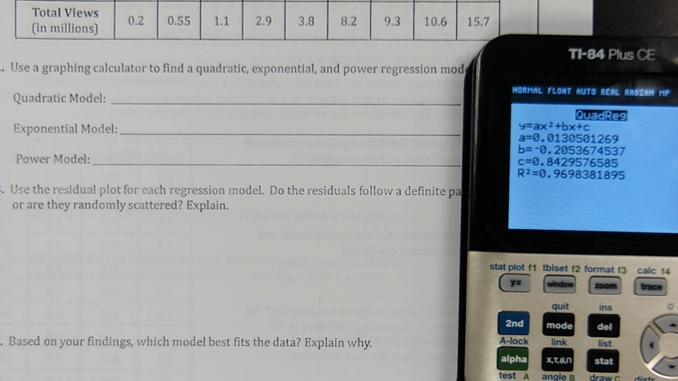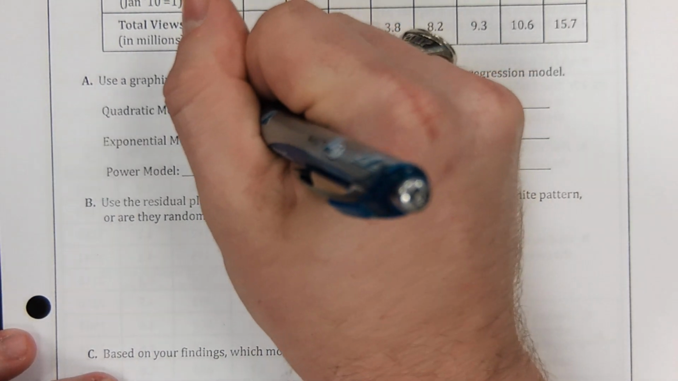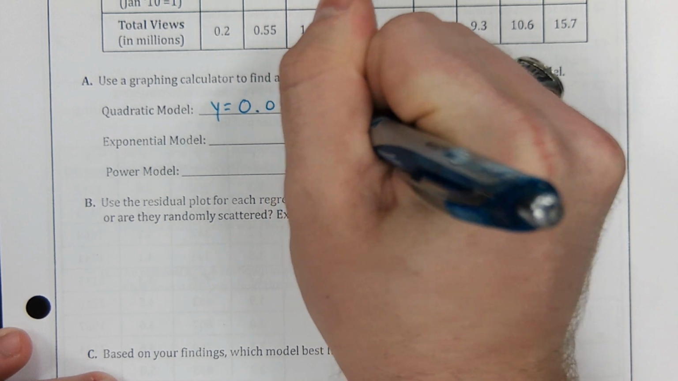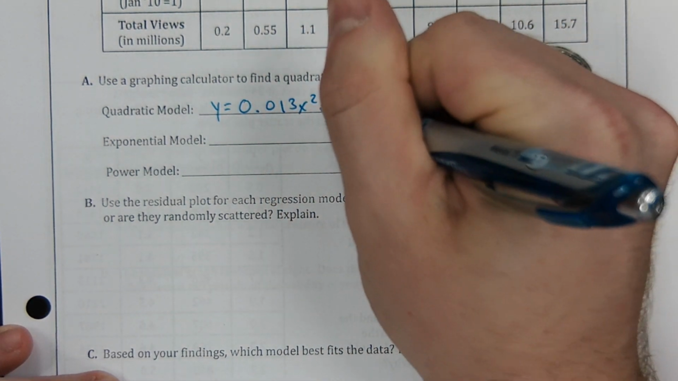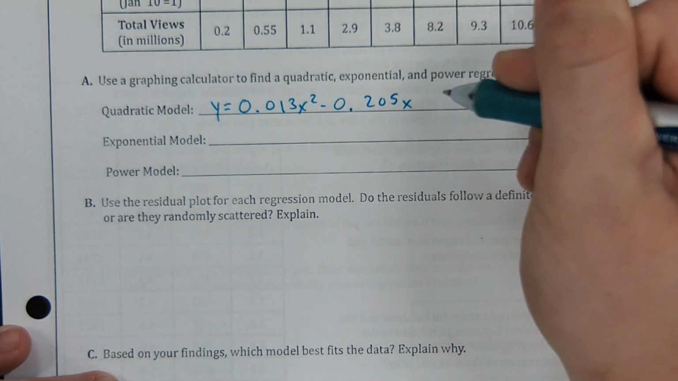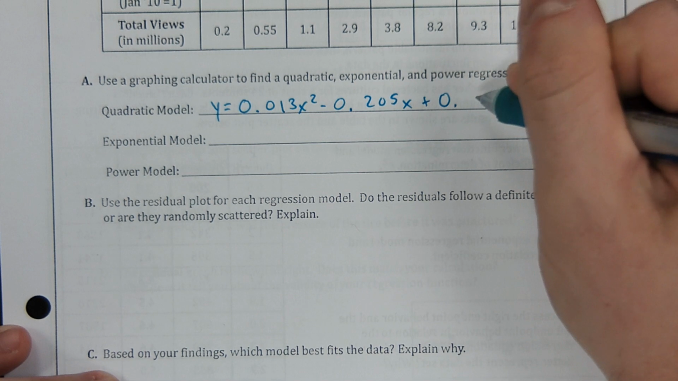There it is. So that is my A, B, and C to 3 decimals. It is going to be 0.013x squared minus 0.205x plus 0.843.